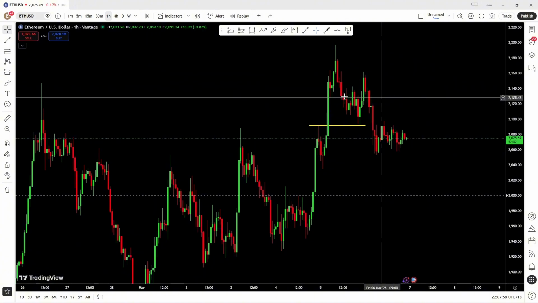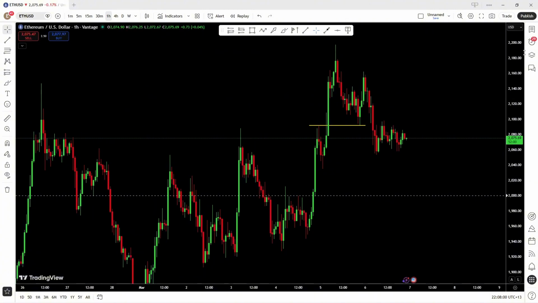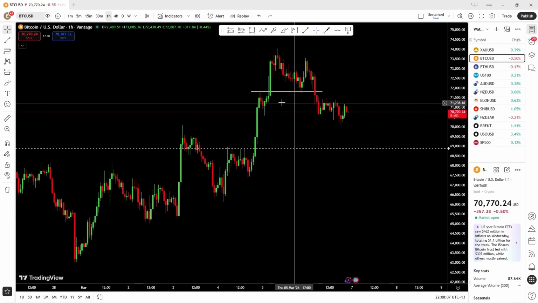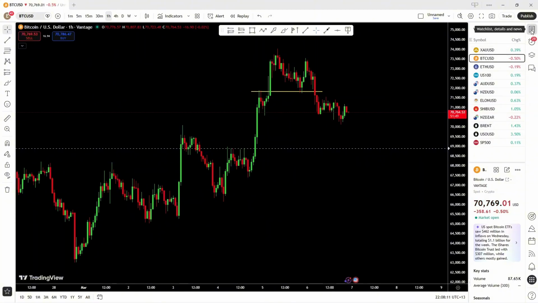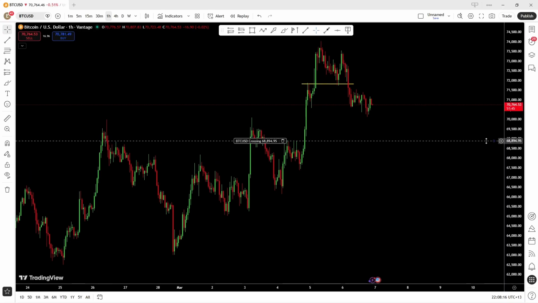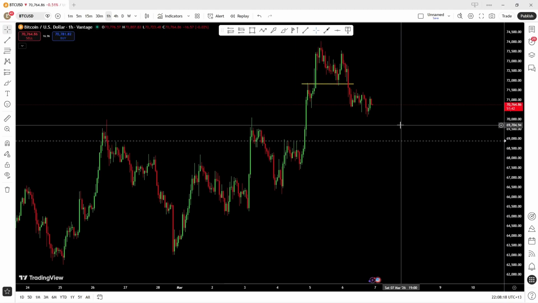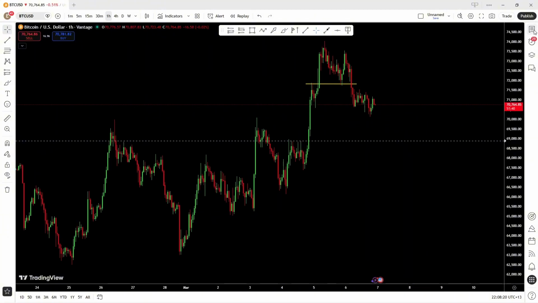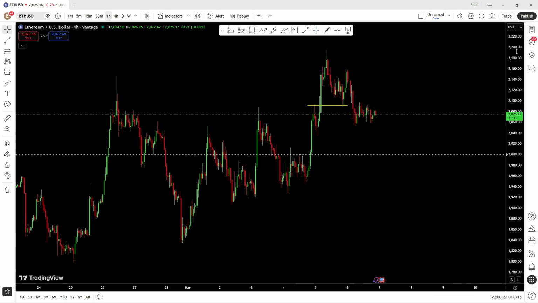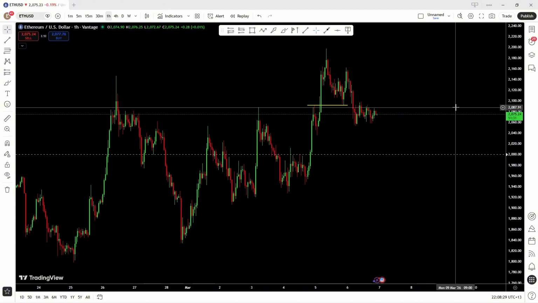Now if we go look, so this is Ethereum. If we go look at Bitcoin, you'll see the exact same thing because these two cryptocurrency pairs are highly correlated. You see the exact same thing here happened on Bitcoin. As you can see over here, I've got an alert set for this level over here. And it's the same thing on Ethereum. I've got an alert set over here and I'm just waiting for price to actually come and hit that level.